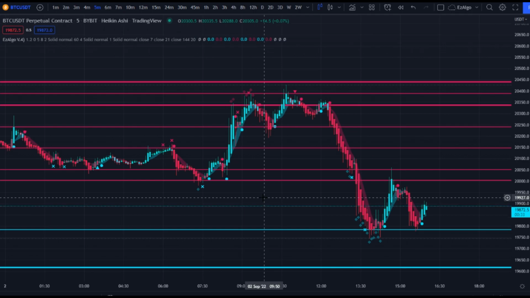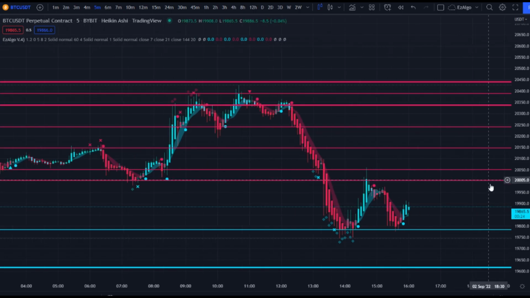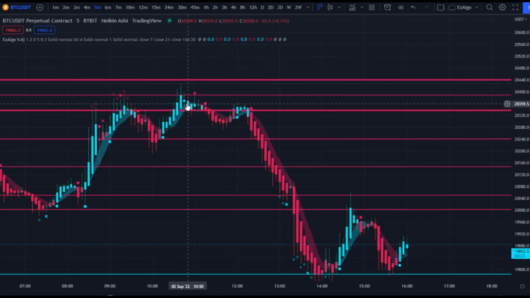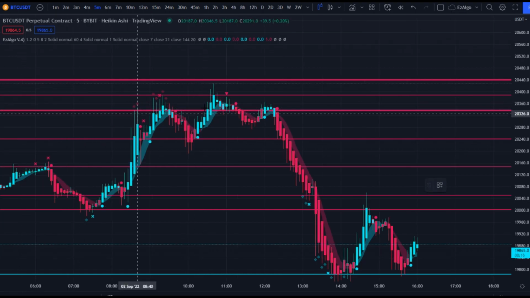But like I said, you're using confluence from a higher time frame. So as soon as you get in that relative zone, now you go down to the 5-minute and look for sell signals, right? So I'm pretty sure I entered somewhere around here. We got this divergent sell on EzAlgo, and then this EzAlgo sell signal right here on this candle. And I entered somewhere around there.